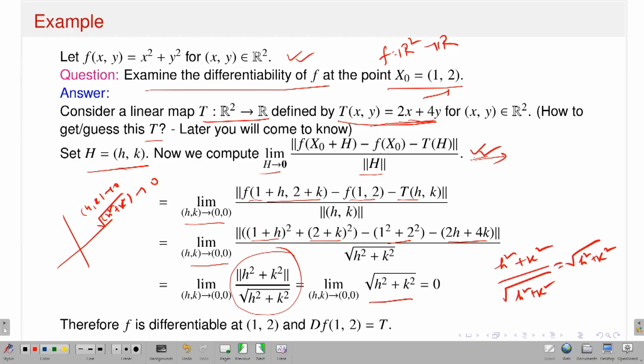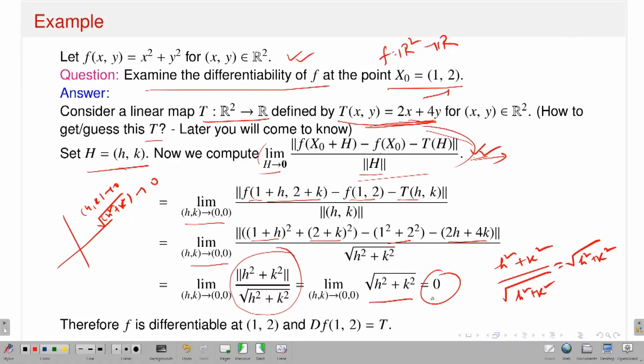And this is, as hk goes to 0, that means the distance between origin and hk goes to 0, so therefore the limit is 0, right. So what I am saying is that I want to calculate the total derivative of my function at the point x naught. First, this is the guess, this linear transformation might work, and then once I fix the linear transformation, I am just calculating this limit, and I am saying that this is 0. So therefore I am saying that f is differentiable at (2, 2) and the derivative is T.